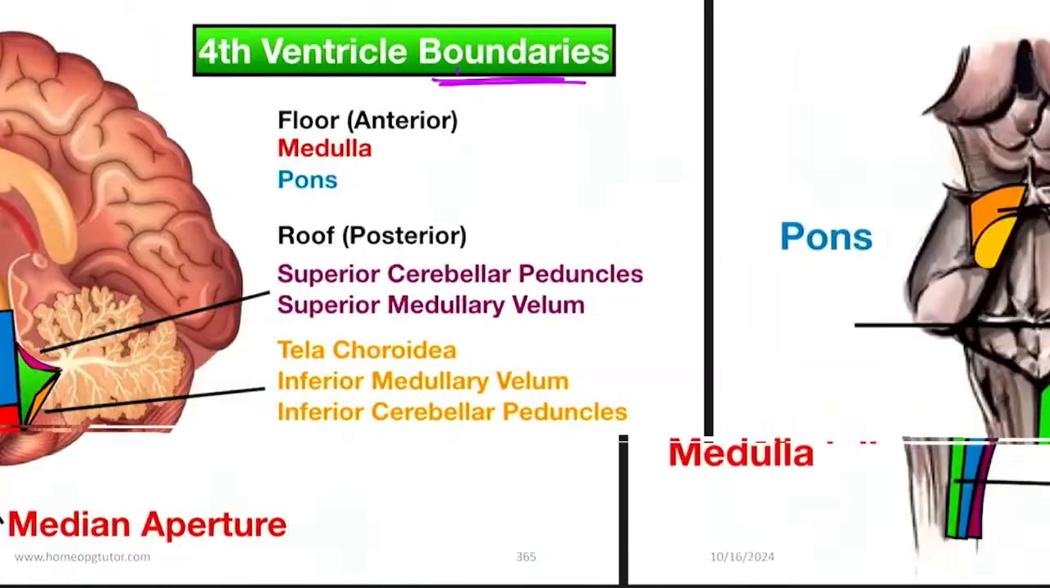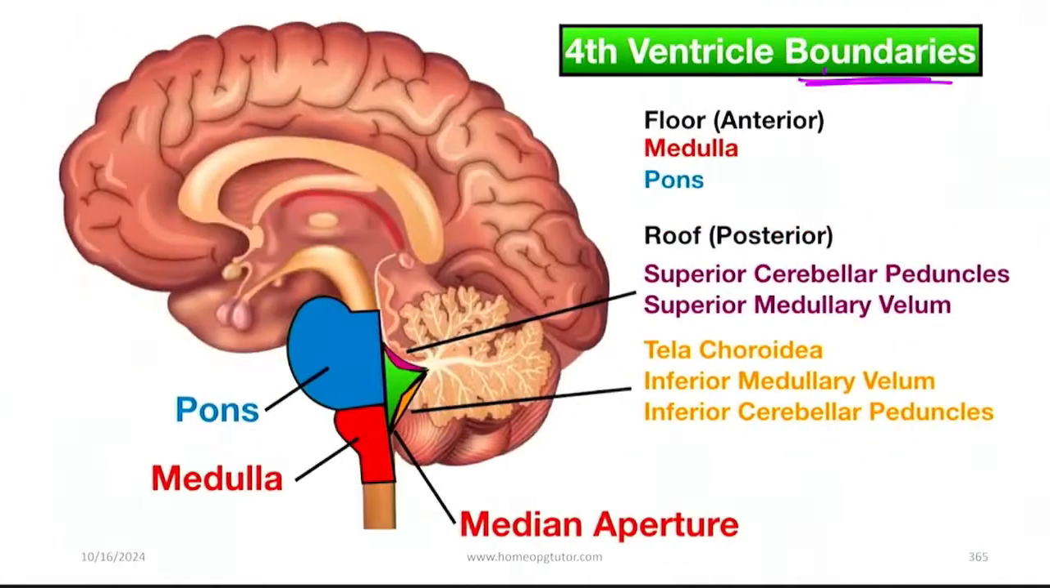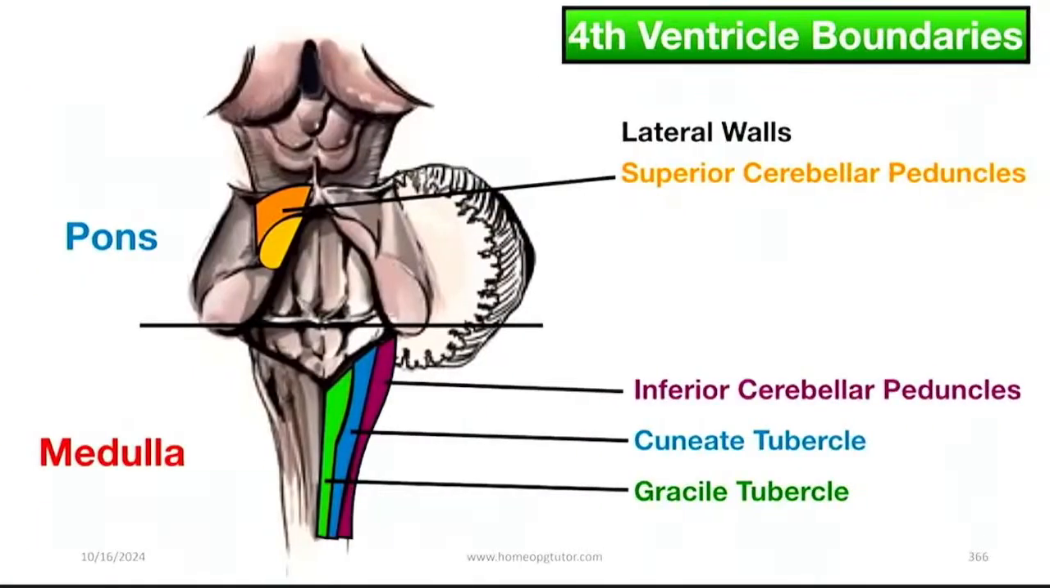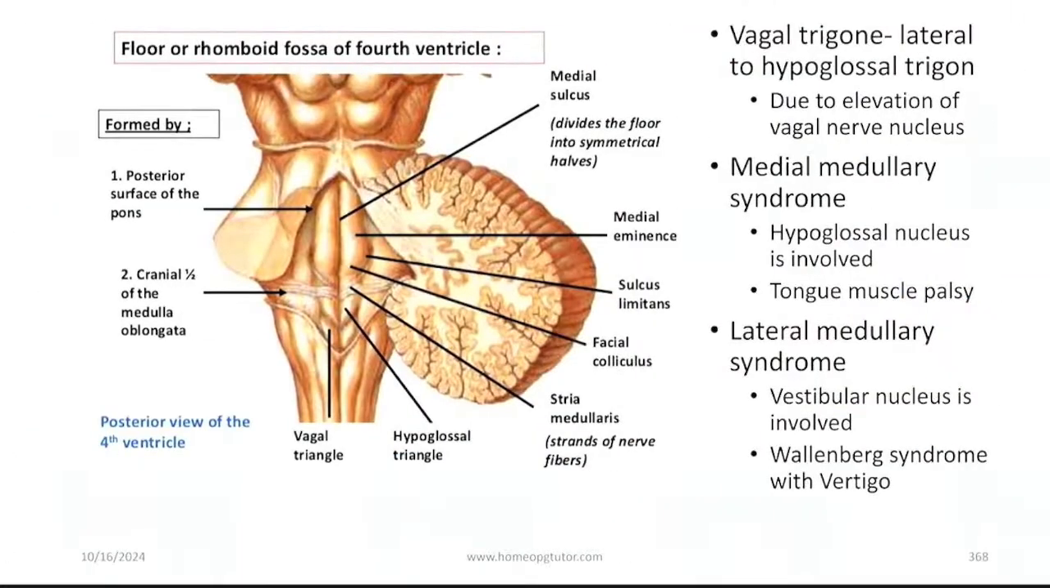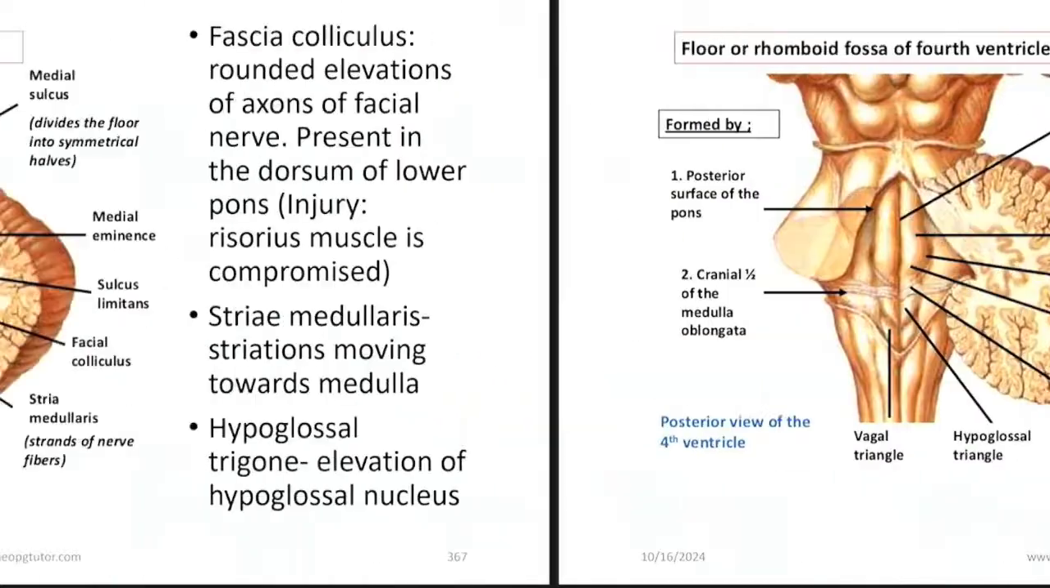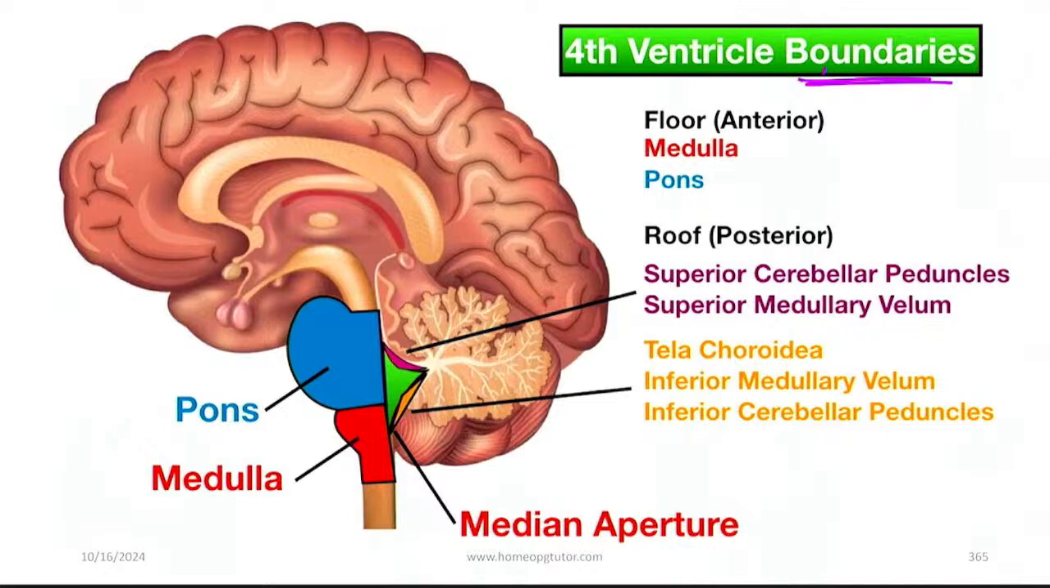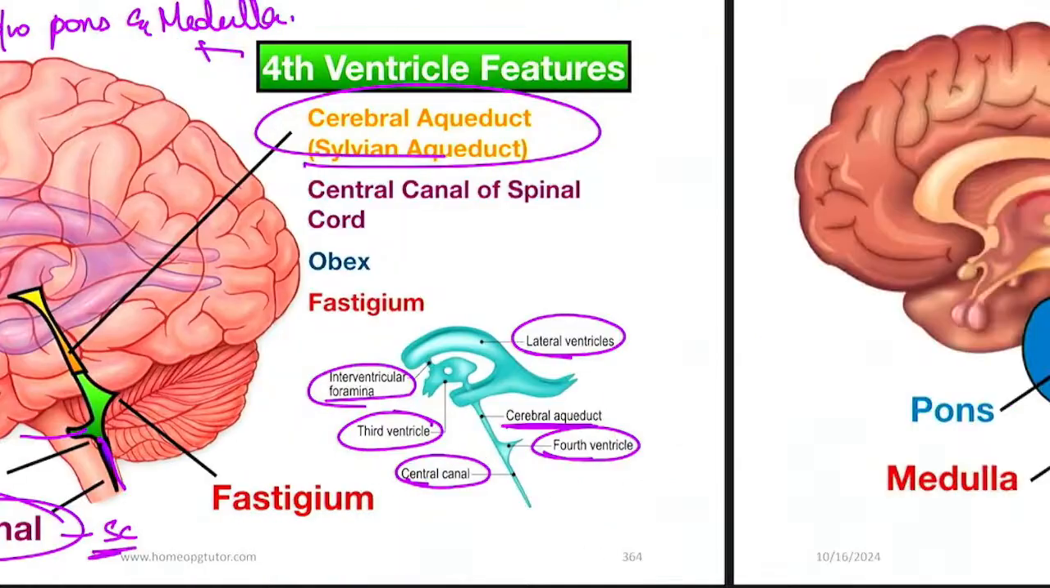Any problem or blockage anywhere in this CSF drainage or anywhere in the ventricles will lead to something called hydrocephalus. That is the clinical portion of this. Any injury to any of these portions, or any hydrocephalus condition. Hydrocephalus means there is increased collection of CSF. So increased collection of CSF will exert more pressure on the surrounding organs of these ventricles, right?